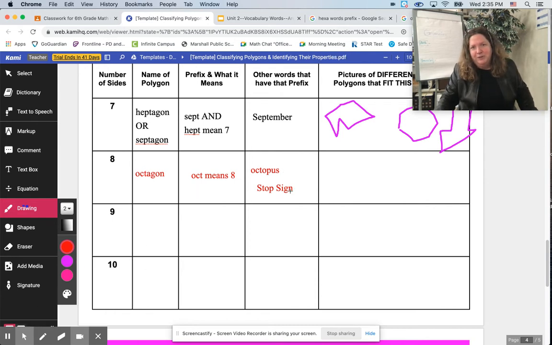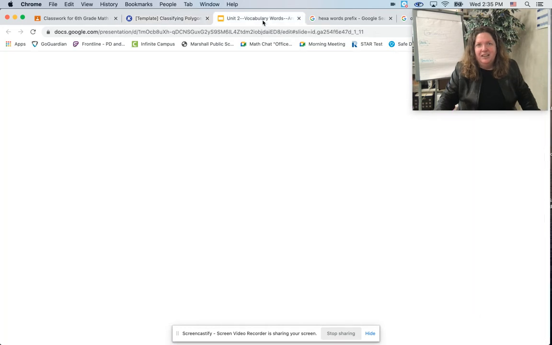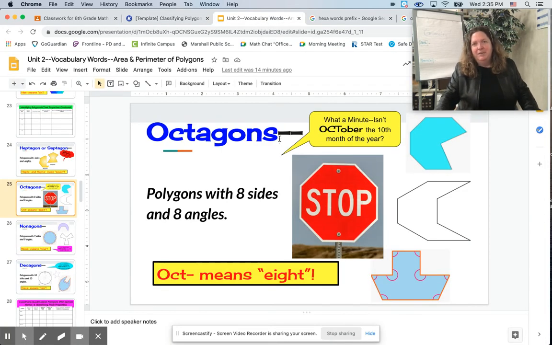All right, so hopefully you wrote stop sign in there. Now let's take a look back at our vocabulary. Here it is, octagons, polygons with 8 sides. Oct means 8. Hold on. Wait a minute. Isn't October the 10th month of the year, not the 8th month?